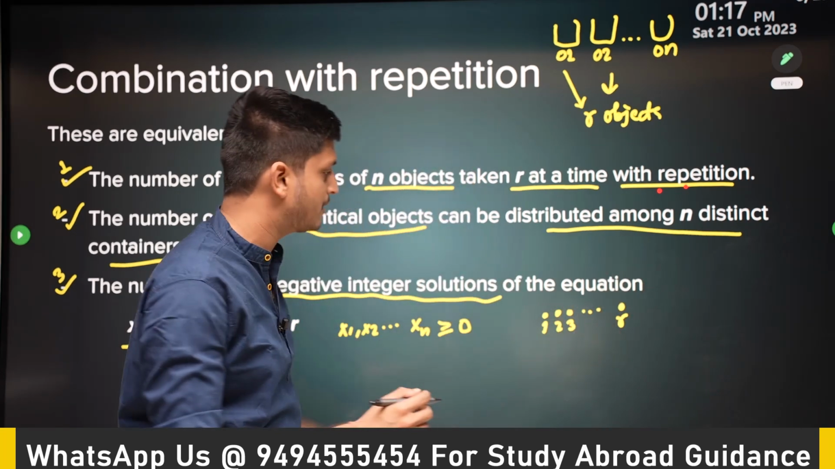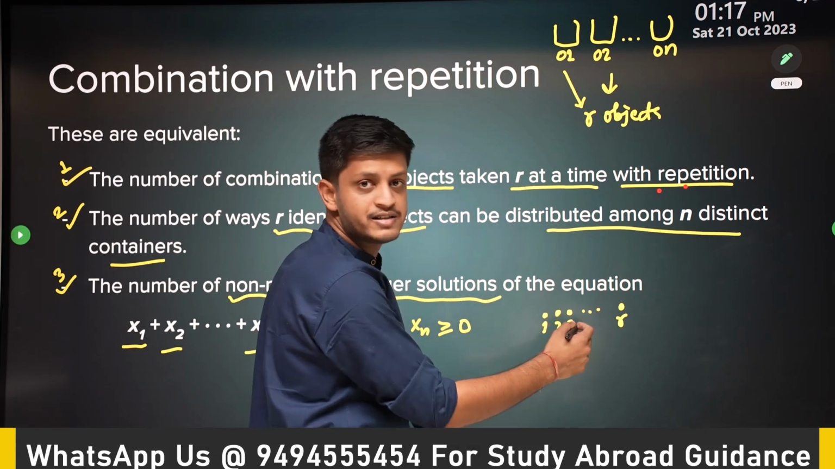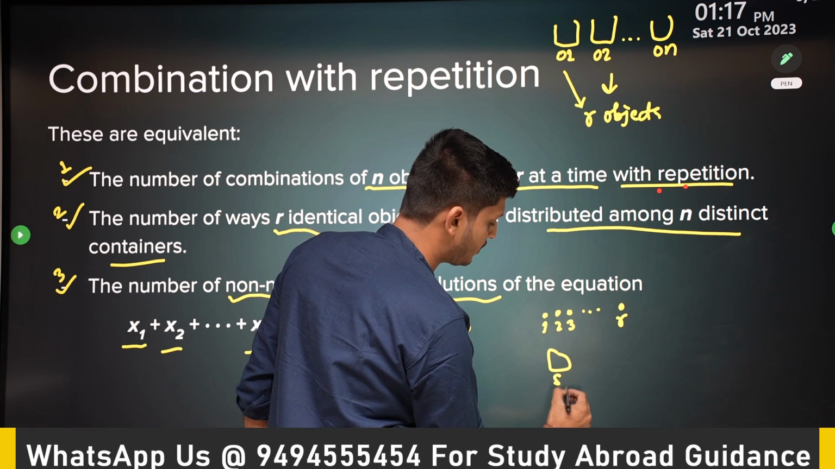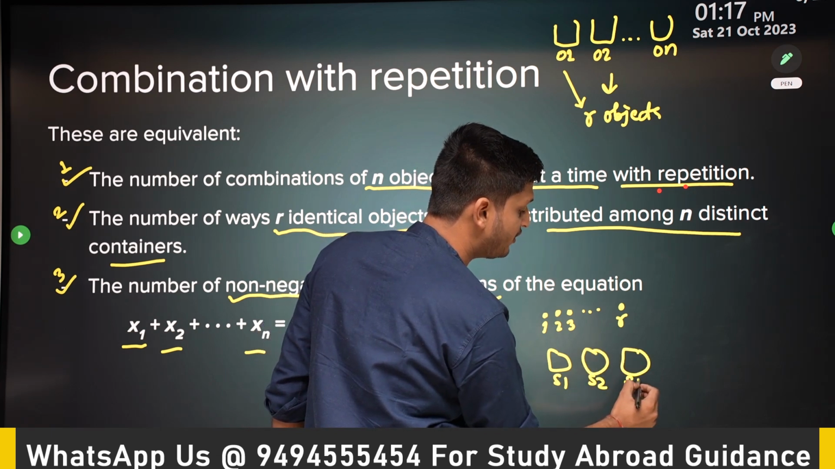But the equation again becomes the same thing. So let's say there are 5 students. You want to distribute these r objects among 5 students, S1, S2, and so on. There are 5 different containers.